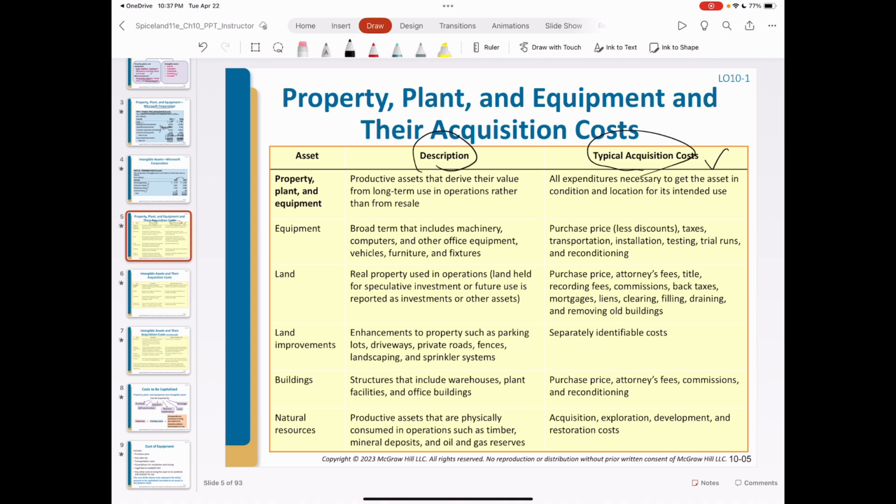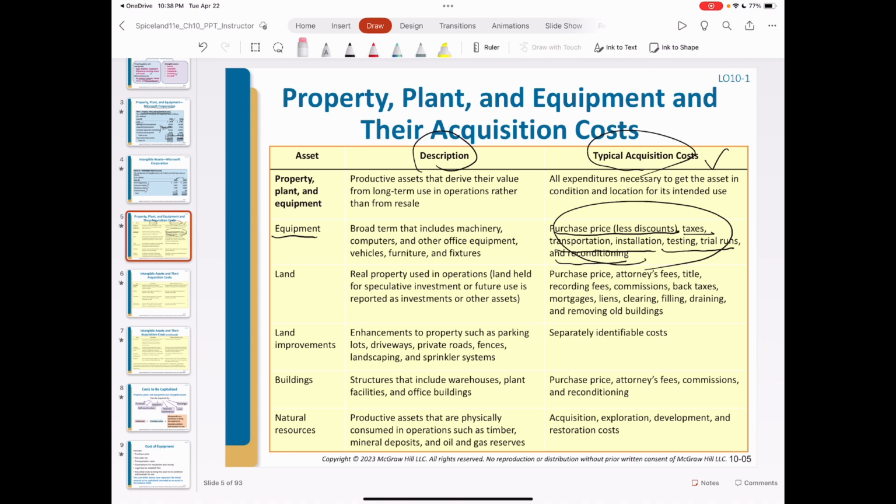This column introduces the typical costs that are part of the acquisition cost. For example, equipment. The cost of equipment includes the purchasing price, sales tax, cost of transportation, installation, testing, trial runs, and reconditioning. So the book value of newly acquired equipment is the sum of all these costs. Basically, these costs are necessary or required to get these assets ready for intended use.